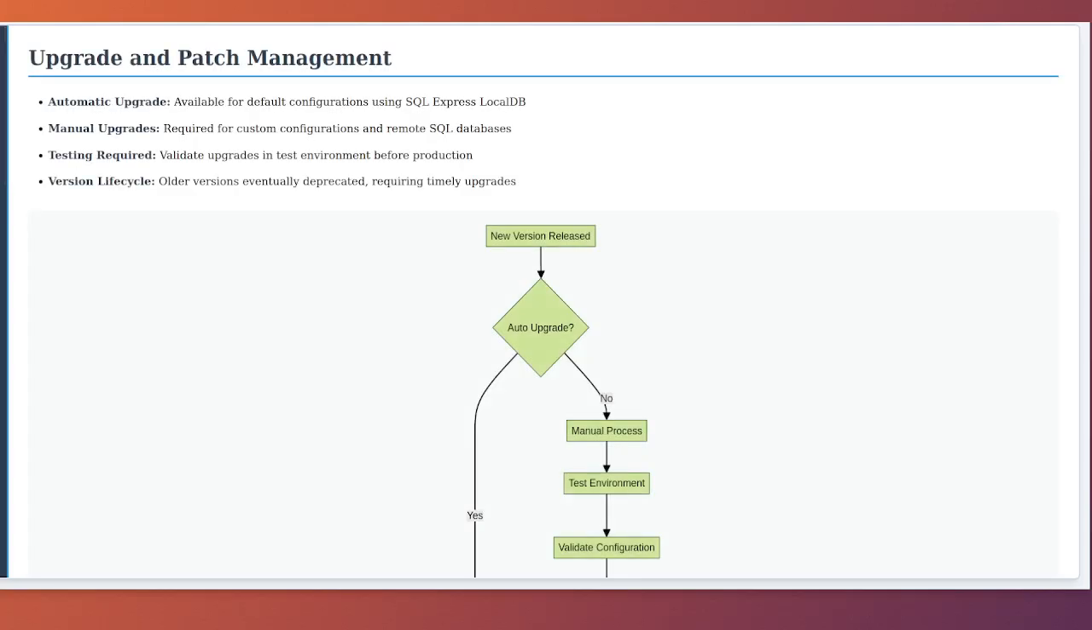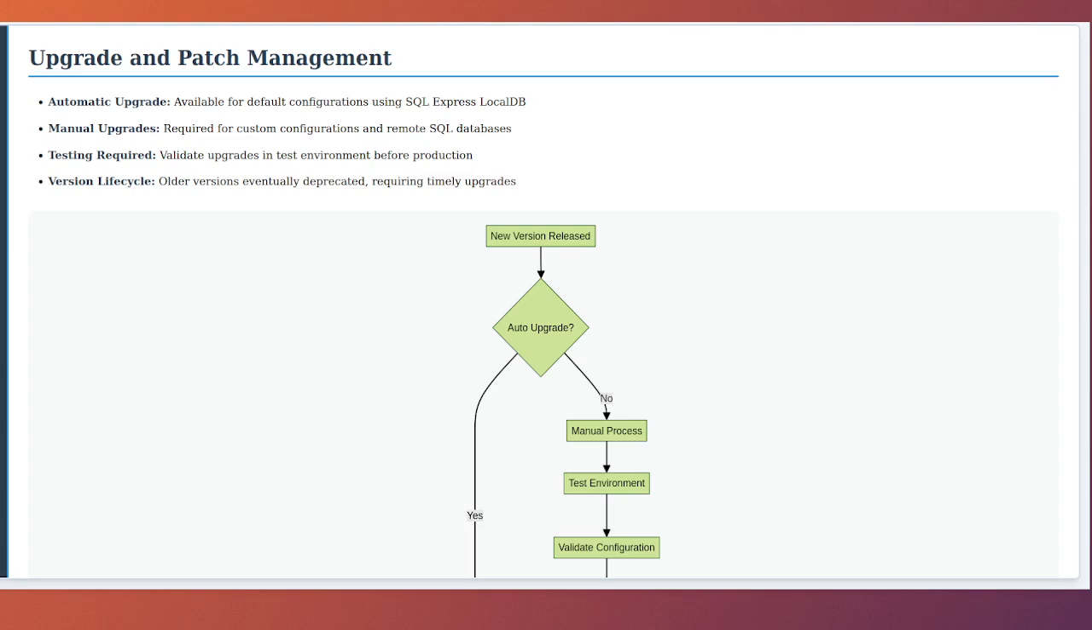Upgrade and patch management. Keeping Azure AD Connect up to date with the latest versions and security patches is critical for maintaining a secure and reliable hybrid identity infrastructure. Microsoft regularly releases new versions of Azure AD Connect that include security fixes, bug corrections, and new features. Understanding the upgrade process, planning upgrade activities, and implementing proper testing procedures ensures that updates are applied safely without disrupting identity synchronization. Azure AD Connect supports automatic upgrade for installations that meet specific criteria.